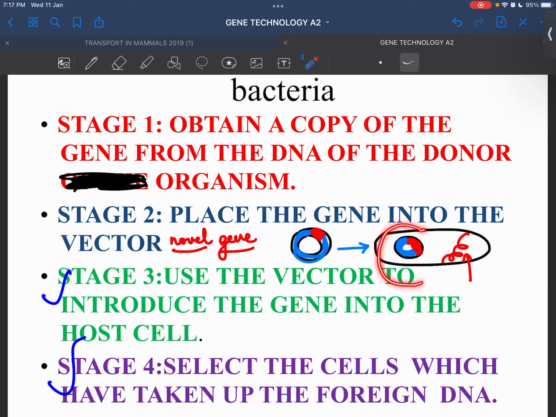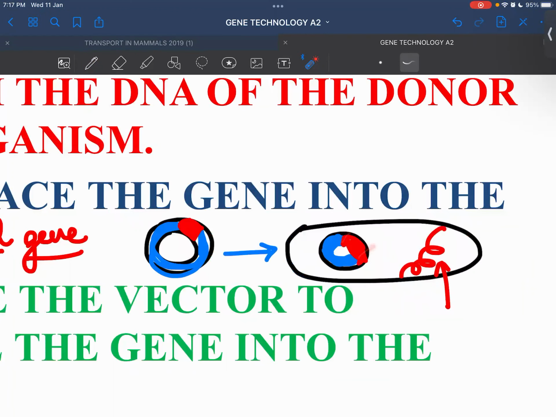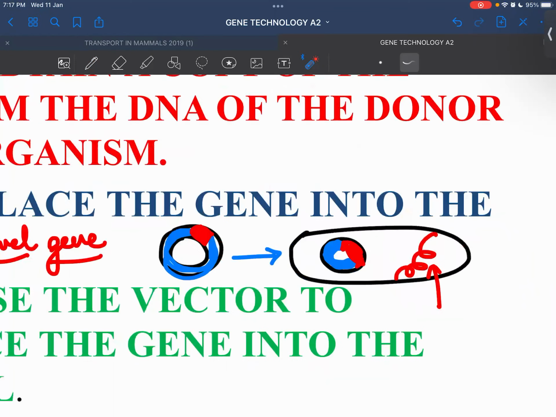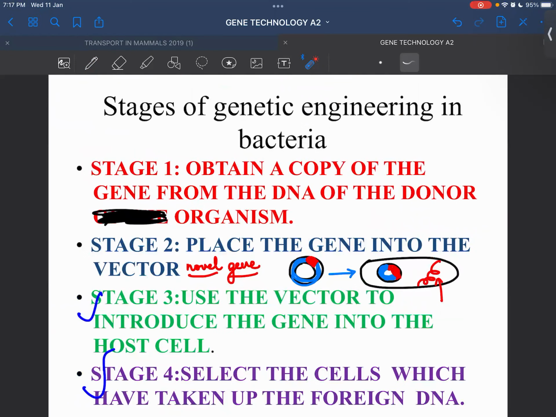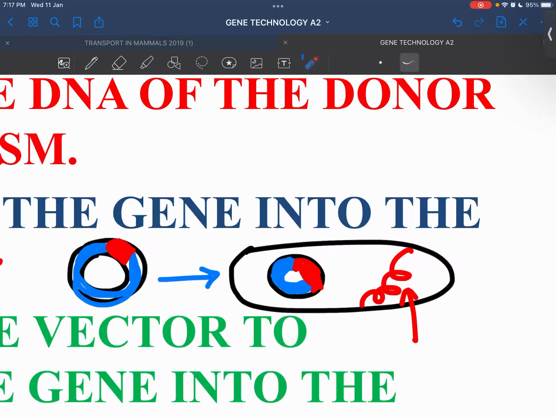Now whatever genes are inside the plasmid, this novel gene carries instructions, at least for the time being that we know, to make insulin. So when the bacteria multiply and grow in the fermenter, it is going to produce insulin. Absolutely, because you have inserted the insulin gene inside it.